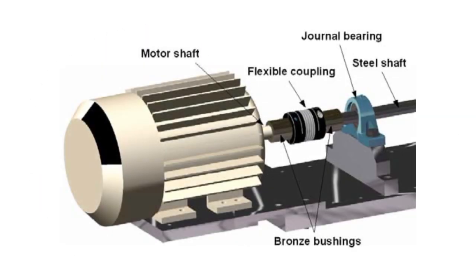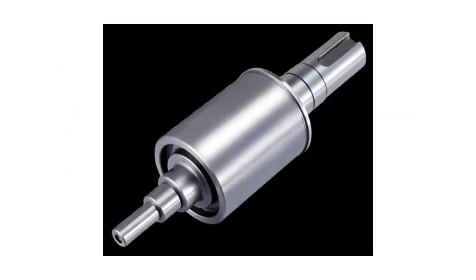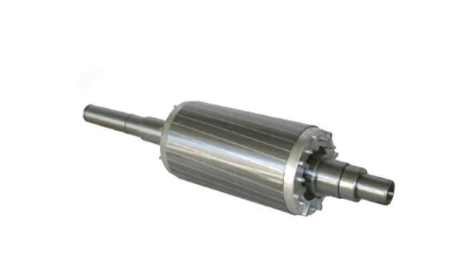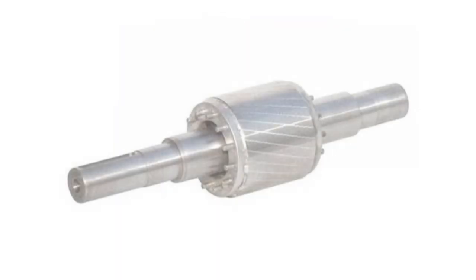Now let's talk about the importance of shafts in the rotating machine. So shafts play a crucial role in rotating machines such as pumps, generators and motors. Shafts are normally used to transmit the power from the power sources, and shafts are designed to withstand the torsional stresses and transmit the torque very efficiently. So this is the importance of shafts in the rotating machine.